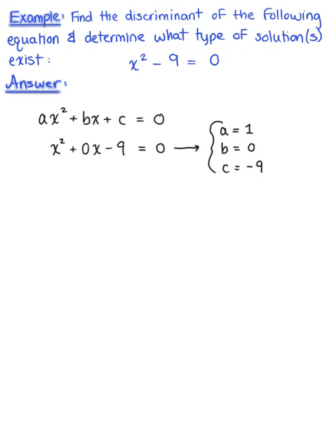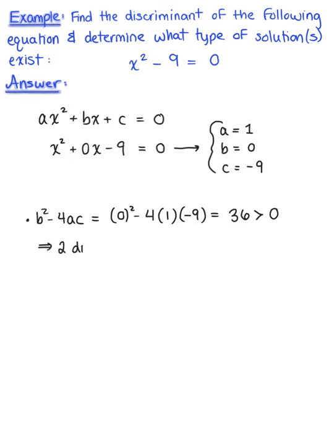So plugging these coefficients into our discriminant formula, b squared minus 4ac, we have 0 squared minus 4 multiplied by 1 multiplied by negative 9. So 0 squared is 0. We have minus 4 times 1 times negative 9, which leaves us with positive 36. So we're observing that the discriminant is positive. It's greater than 0, which lets us know that two distinct real solutions exist.